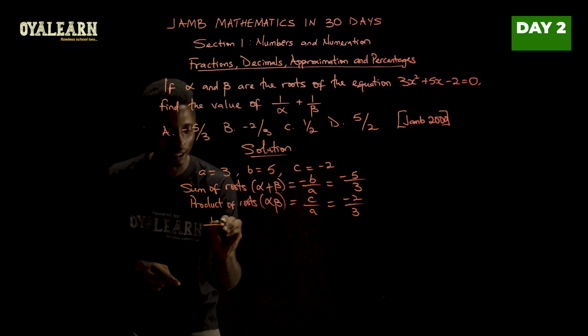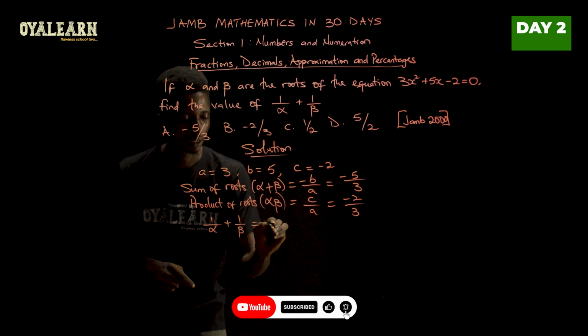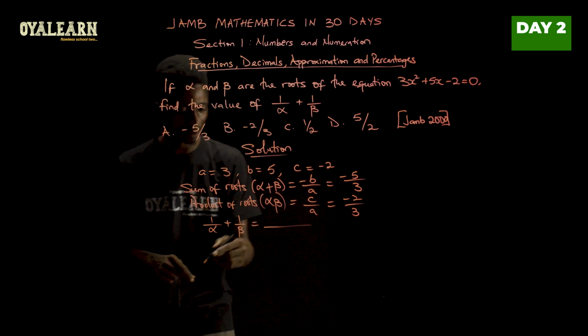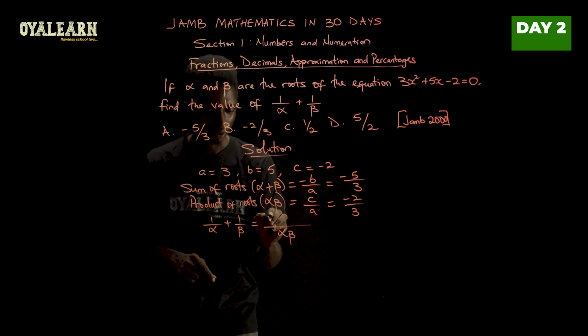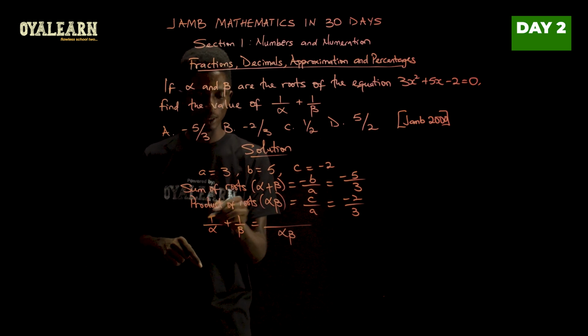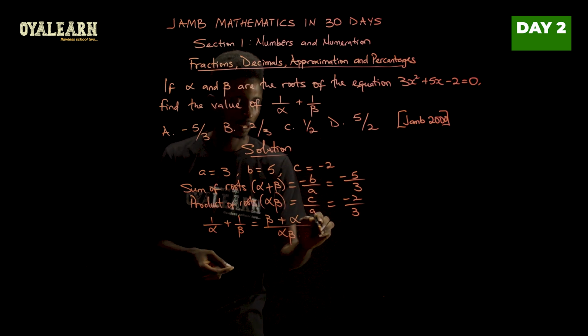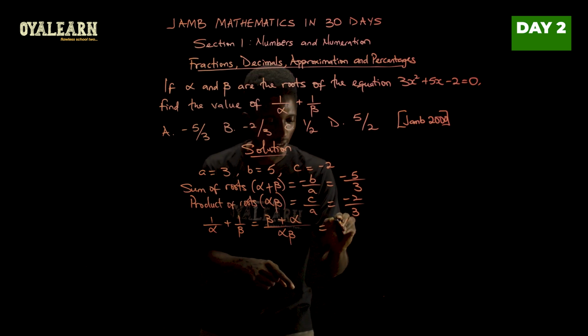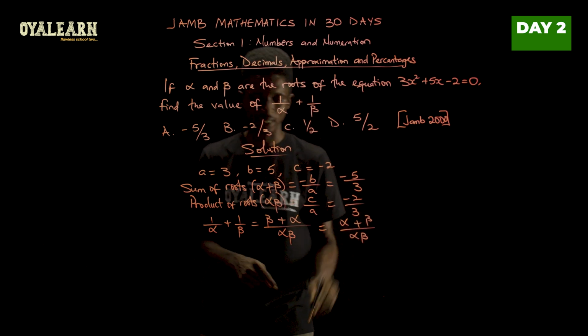Now we have 1 over alpha plus 1 over beta. Now when we take the LCM here, we would have alpha beta. Then alpha here will give you beta, beta times 1. So plus, and here alpha. We can then rewrite this to be alpha plus beta over alpha beta.